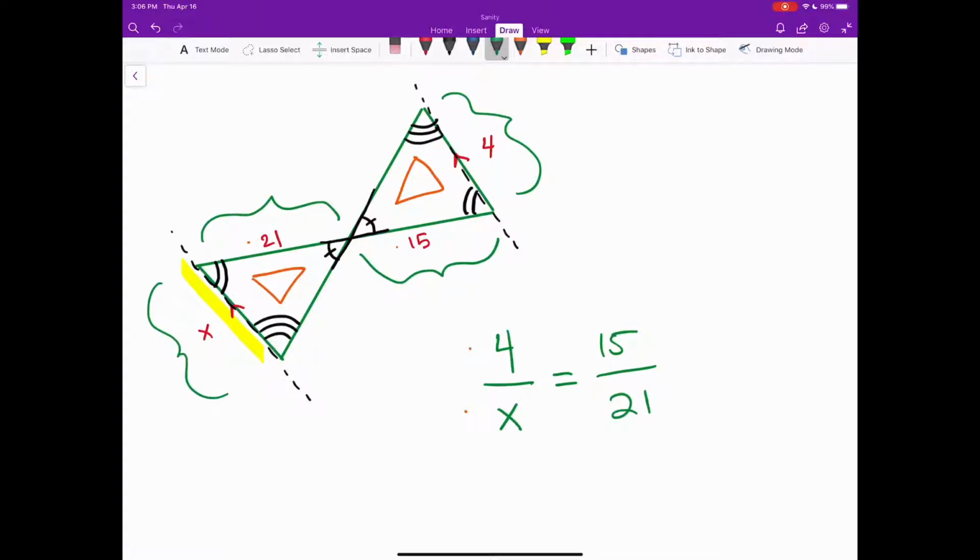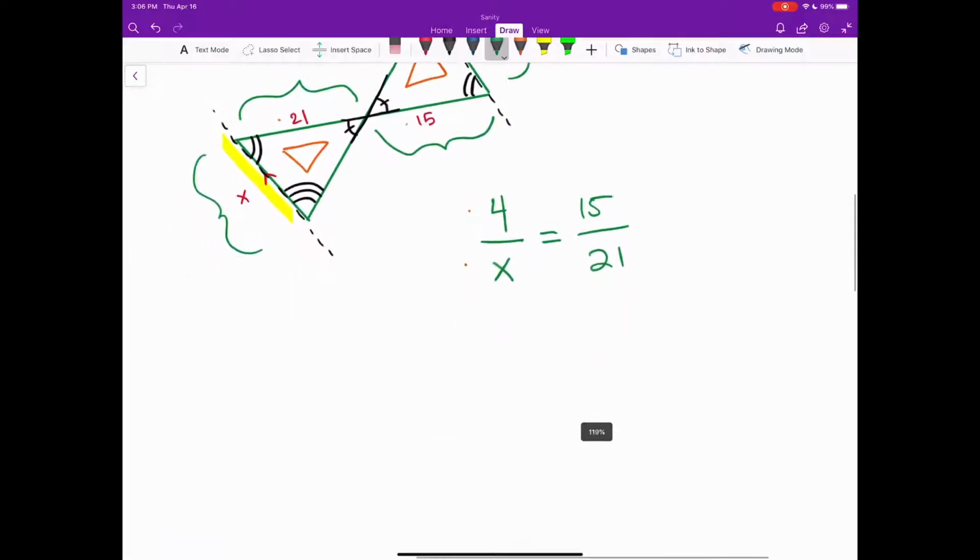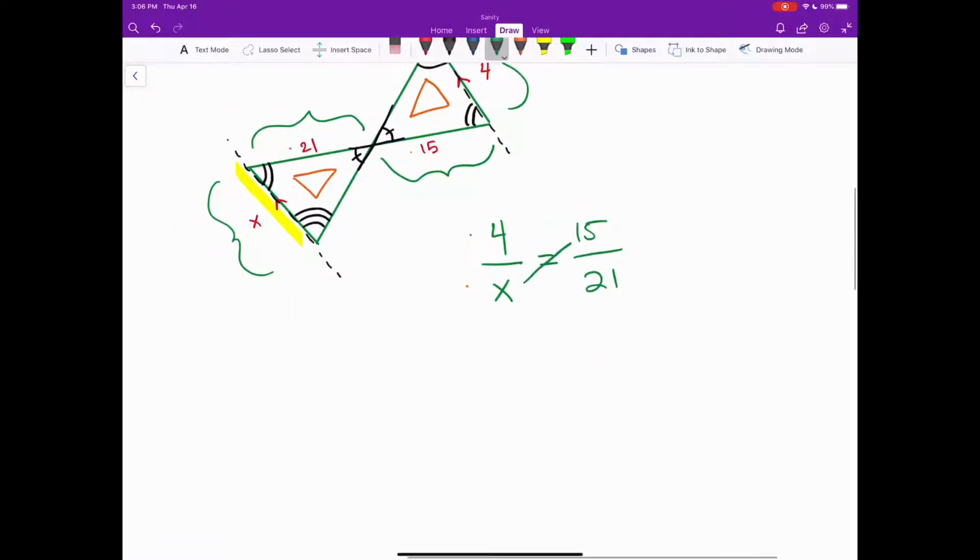Now we can just cross multiply and solve for X. So I'm going to cross multiply here. I have 15X equals, and 4 times 21 gives you 84. Divide by 15 on both sides to solve for X, and I get that X equals 5.6. There's our missing side length of 5.6.